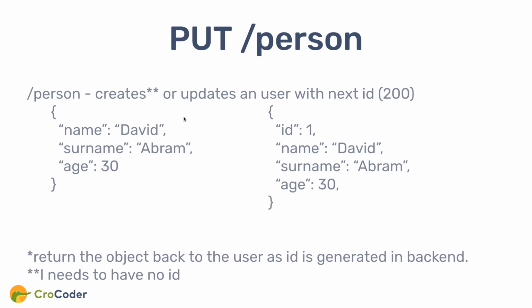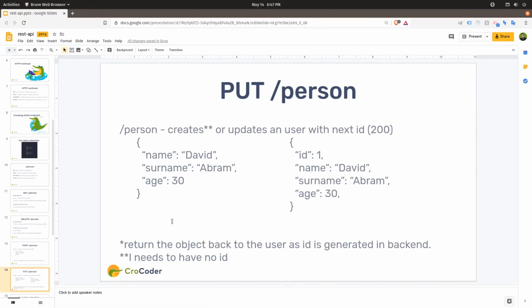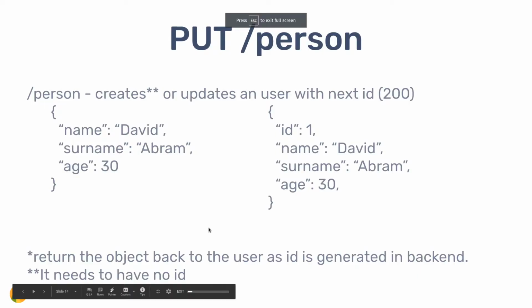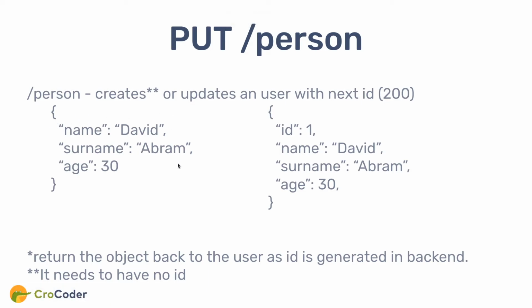So you need to define: if we pass an ID, it should be updated. If we don't, then it should be created. Again, return the object back to the user, as the ID could be generated in the backend. And here it should be said it needs to have no ID inside of the object. So if put creates something, it should probably have ID undefined or a non-existent property here. And this works pretty well.